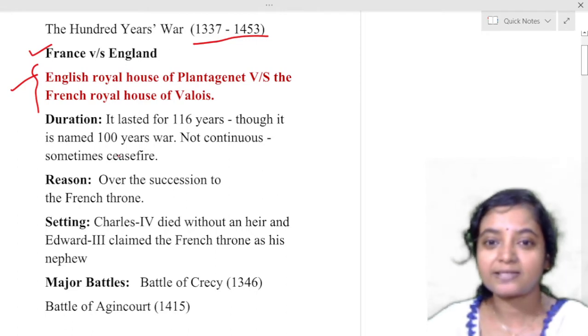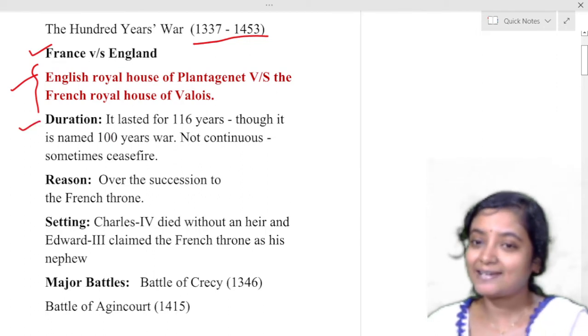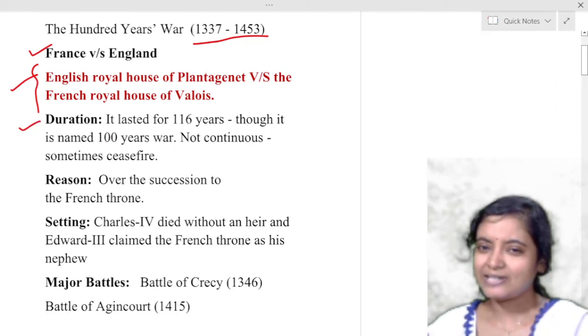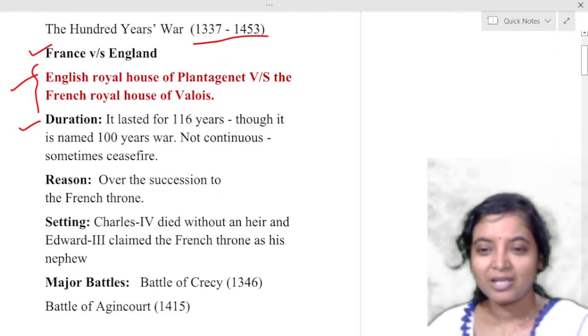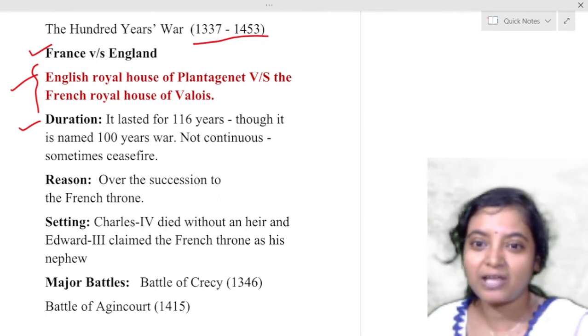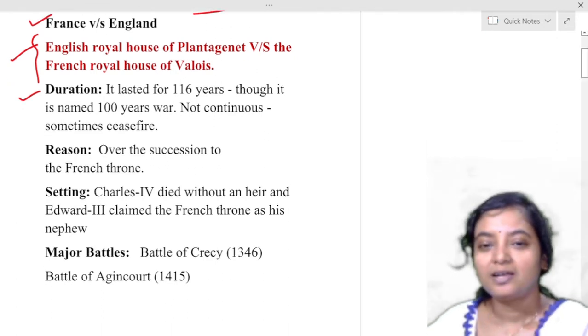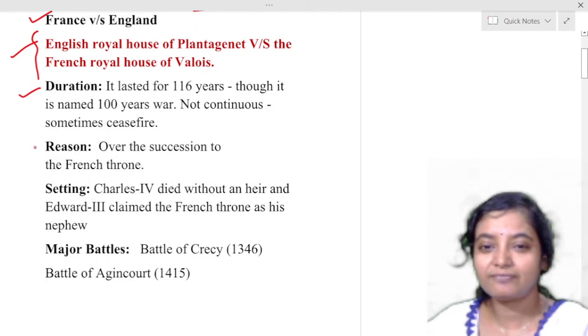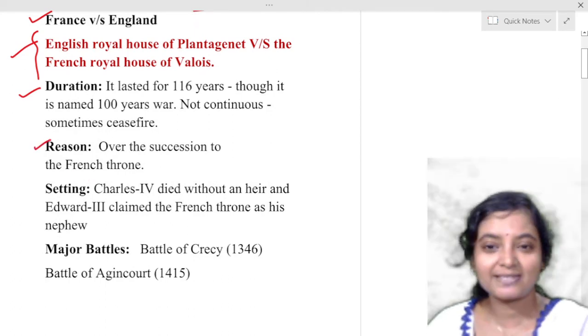Duration. This war lasted for 116 years, though it is named the 100 Years' War. It was not continuous. Sometimes there was a ceasefire. Reason: over the succession of the French throne. It was the reason.